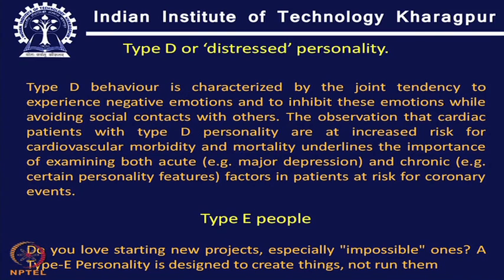Type D, or distressed personality, is characterized by the joint tendency to experience negative emotions and to inhibit these emotions while avoiding social contacts with others. The observation that cardiac patients with type D personality are at increased risk for cardiovascular morbidity and mortality underlines the importance of examining both acute depression and chronic factors, like certain personality factors in patients at risk for coronary events.